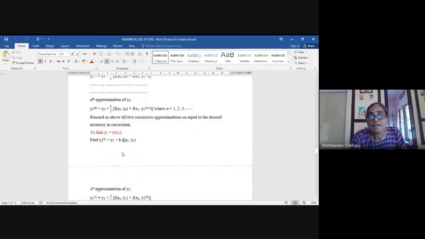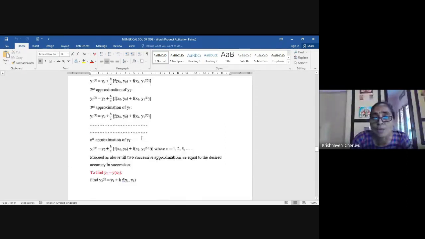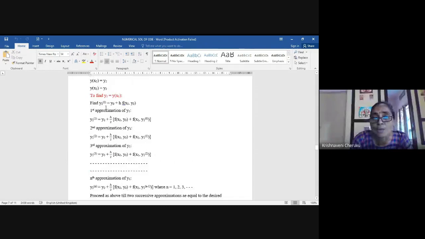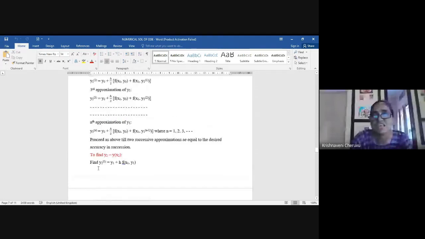Now let us see how to find out y2, girls. So we have in our hand y1 now. So from y1 you're going to find out y2. This is the Euler's formula only, girls. There we have y1 is equal to y0 plus h of x0 y0. Now you're finding out y2. So y2 is equal to y1 plus h of x1 y1.